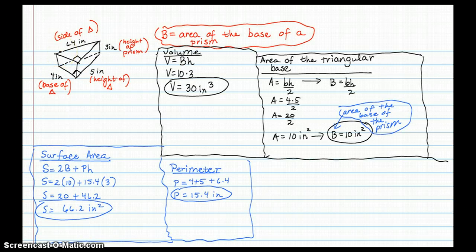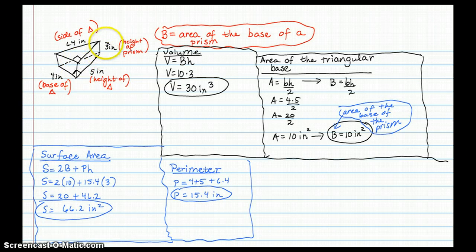To get your rectangular parts, so it would be this rectangle here, and this rectangle here. To get that surface area, you simply take your triangle's perimeter. So you take the 5, the 4, and then this dotted line is the information given for that here. That third side is 6.4 inches. You add them all up. You get 15.4 inches.